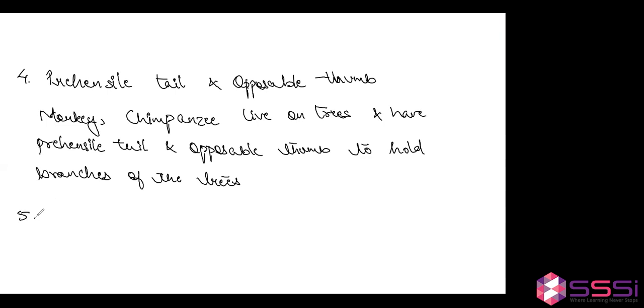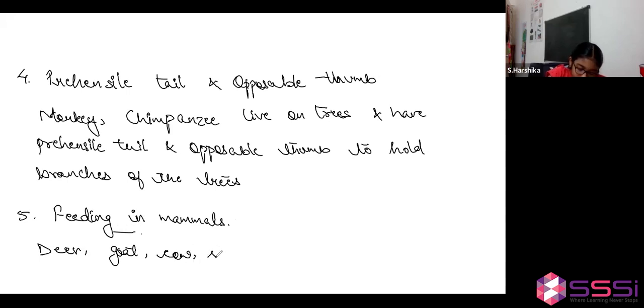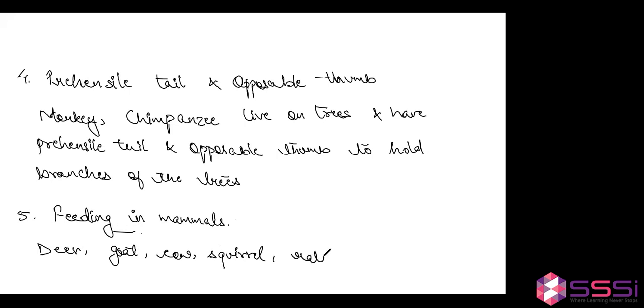So next is feeding in mammals. So deer, goat, cow, squirrel, rats, etc. are herbivores, which eat only plants and plant products.